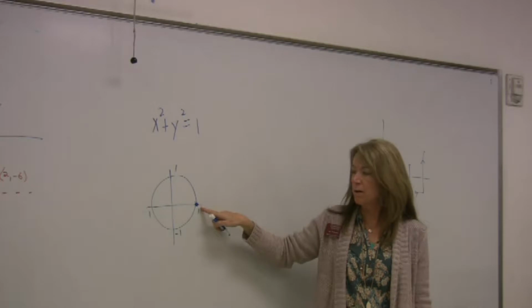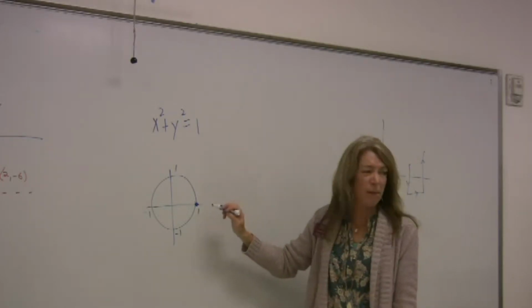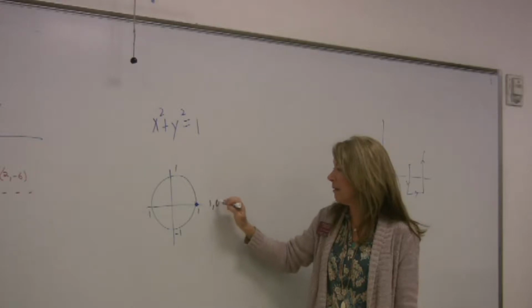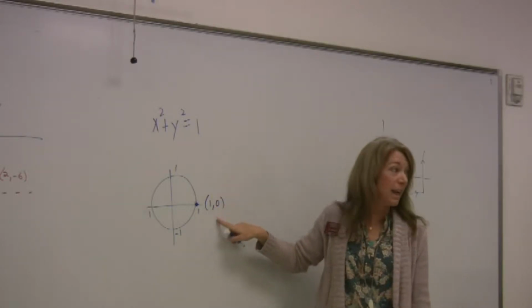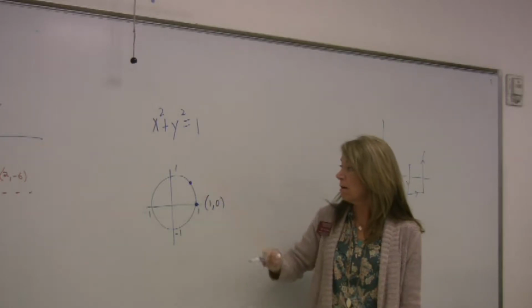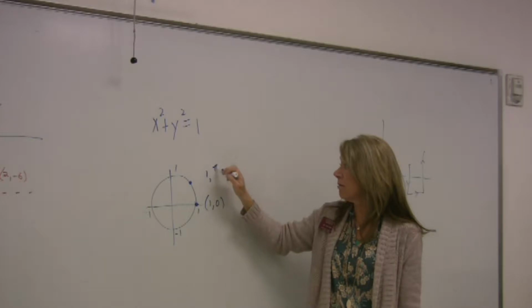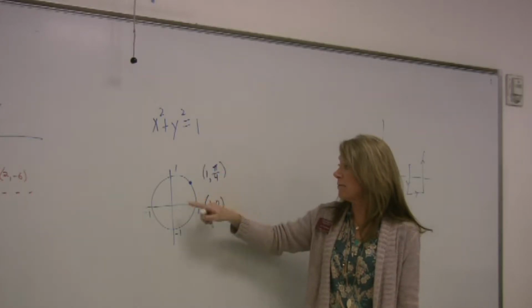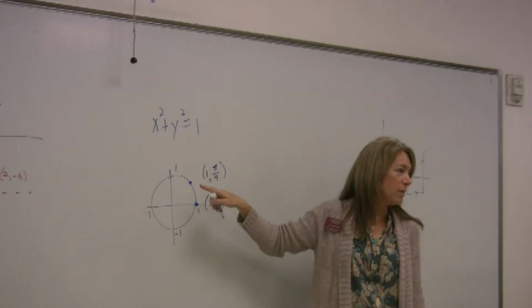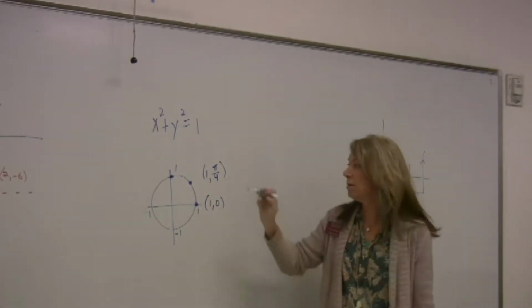How far am I from here? 1. And what's theta? 0. So if I was to make points, this is the point 1, 0. R and theta. What's this one right here? What'd you say? 1 and pi over 4? Right? Because I'm still going out 1, but the angle happens to be pi over 4. What's this one over here? 1, pi over 2.